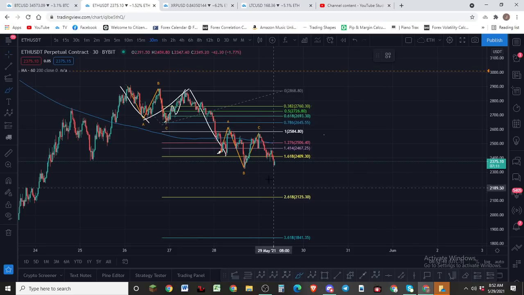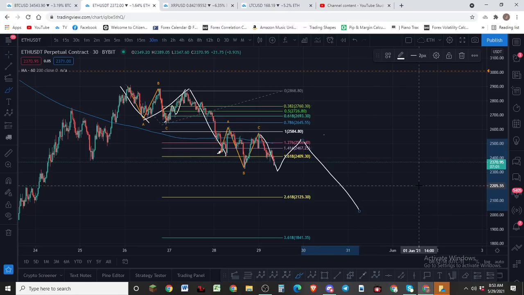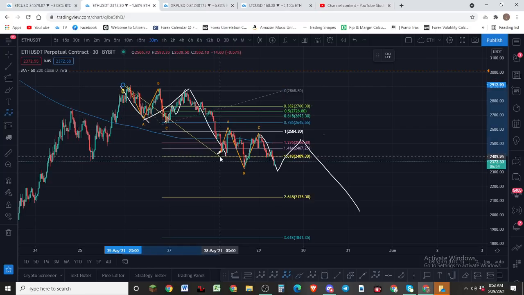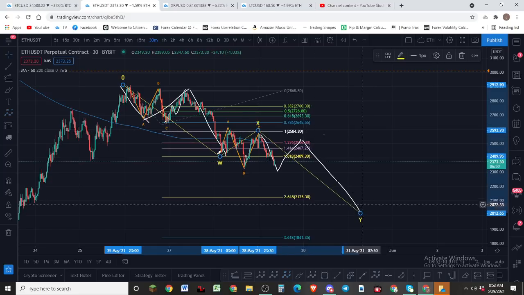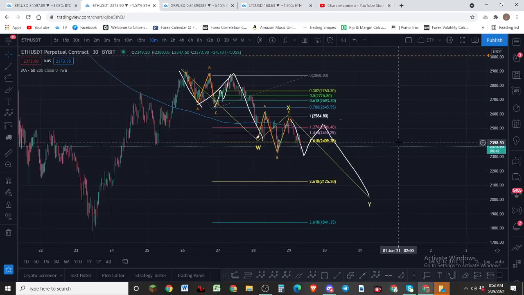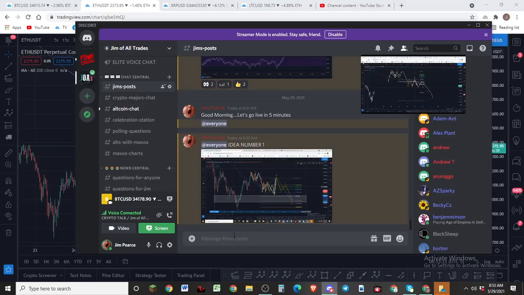Well, this could be the first five waves of another zigzag like that. Same idea as before. The only difference is we just have a flat in the middle as our connecting wave. Here's idea number two.